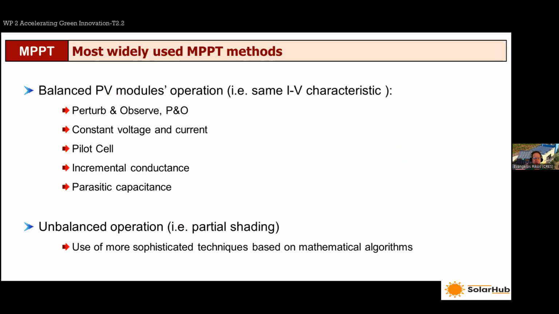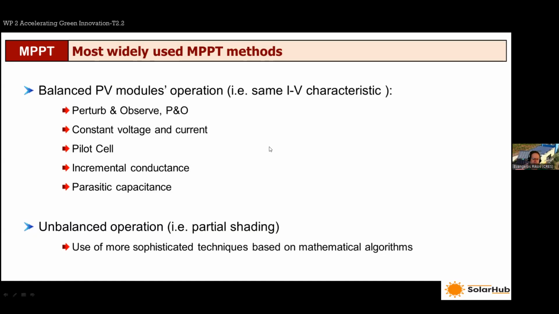Here is an overview of the most popular MPPT methods. We can categorize them into methods referring to balanced operation of PV modules. That means that when we have the same IV characteristic, or at least close to that, it's never possible 100%, but it could be a good approximation to some extent. And these methods include the perturb and observe method, P&O. This is, I'd say, the most widely used method and its variants.